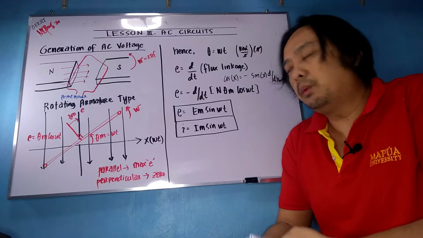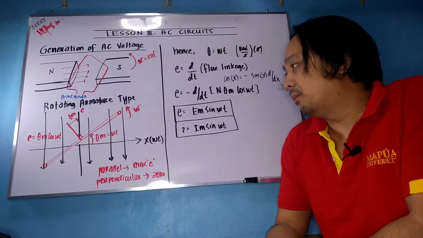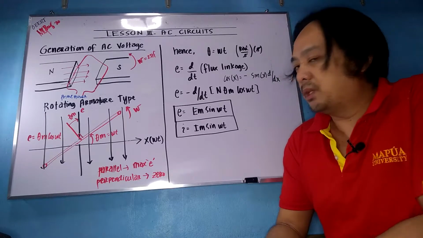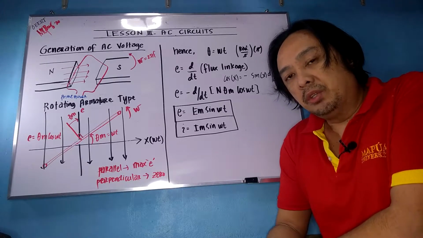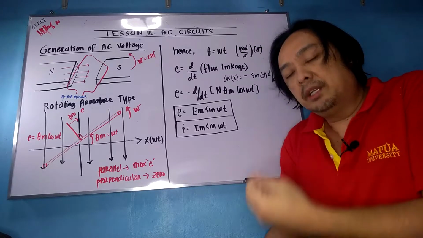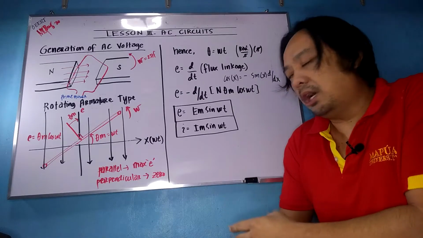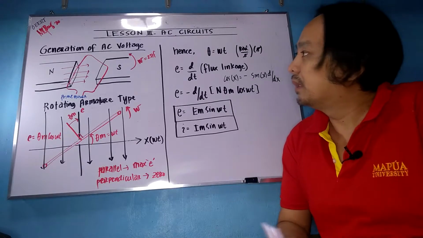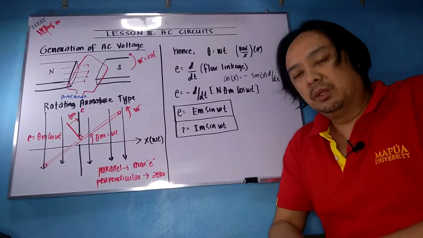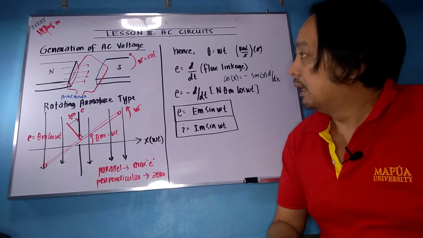Today we will discuss the generation of AC voltage. From here we will also discuss the derivation of some of the important formulas, especially in terms of the sinusoidal current and sinusoidal voltage, which are e and i in small letters respectively. Okay, let us go to the principle itself.